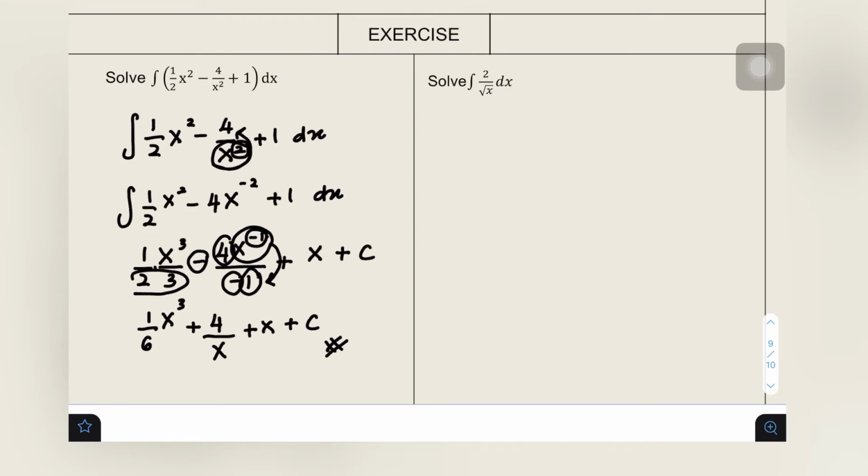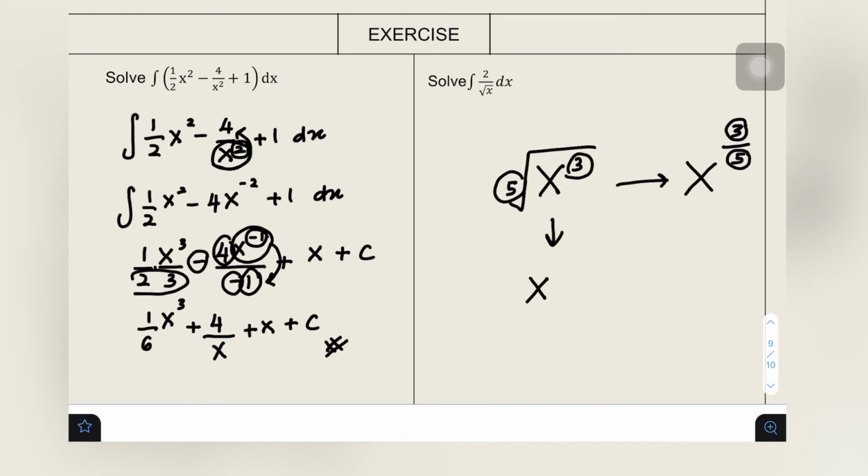Sometimes you can see it like this. You have x to the power of 3, square root 5, for example. How can you change from root into power? Your power will become a fraction, where on top is the power of your x, which is 3, and in the denominator is the value of the root, which is 5. So this is actually x to the power of 3 over 5. This is how you change from root into power.